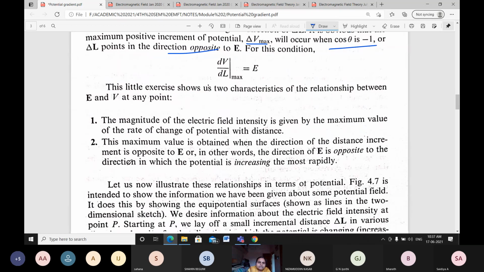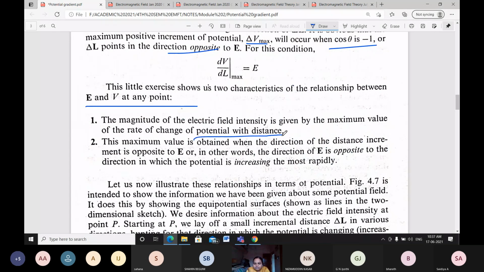Then a small relationship between E and V at any point: the magnitude of the electric field intensity is given by the maximum value of the rate of change of potential with distance. Means I can get a maximum magnitude of electric field intensity when the rate of change of V with respect to the distance is maximum. From the equation we can observe this.